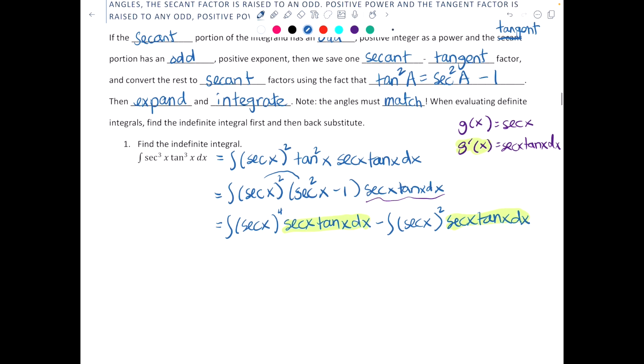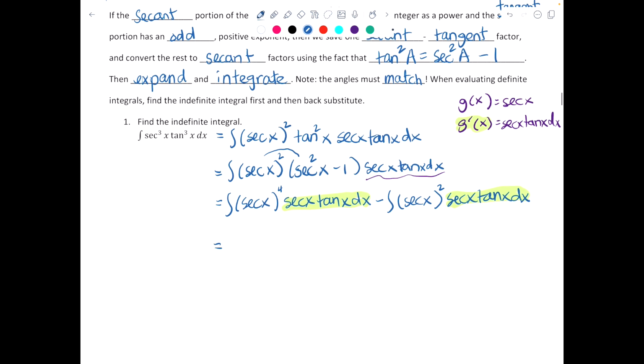We're set up to use that general power rule now. So we'll get 1/5 times secant at x to that 5th power minus 1/3 times secant at x to the cube plus our constant of integration. And we're all done.